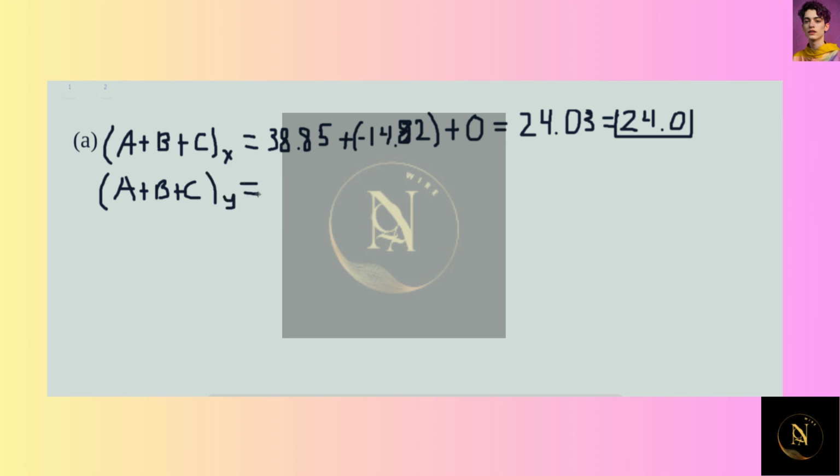Well, A in the y direction is 20.66, plus B in the y direction, which is 21.97, plus C in the y direction, which was minus 31. Carry out this operation, and you get 11.6 when reporting to three significant figures.